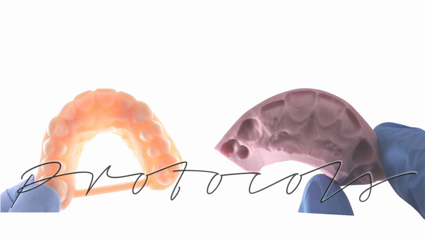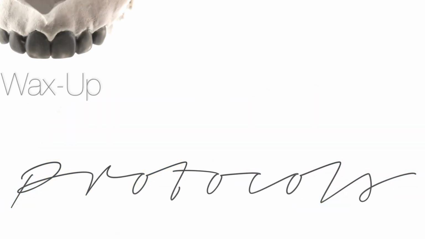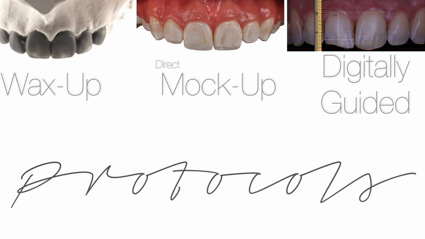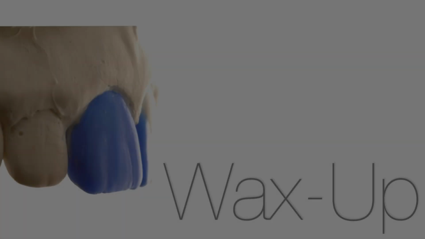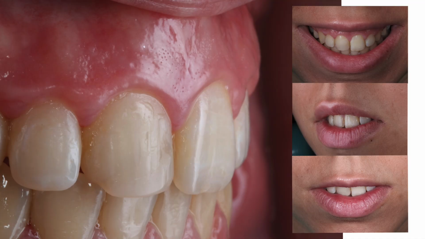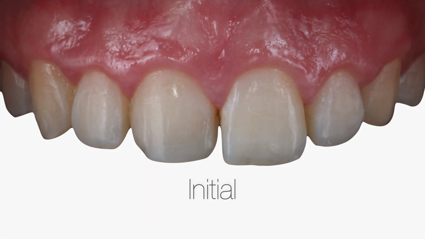So how do we do the restorations? And I'm going to be super fast because we have a lot of pictures and we have to finish this. So we do a wax-up with wax on a cast model. We can do a direct mock-up in the mouth, and then we take an index from it and then we remove it. Or nowadays we can do it digitally guided. So how do we do it? With a wax-up, we have the patient, we take an impression, and we prepare our wax-up.